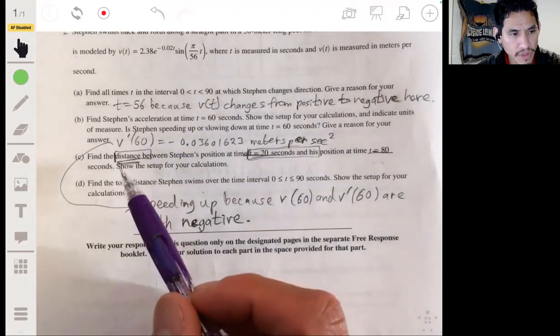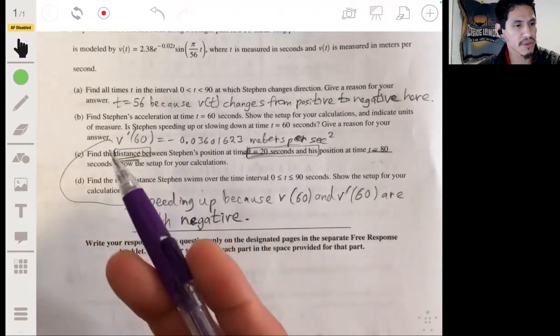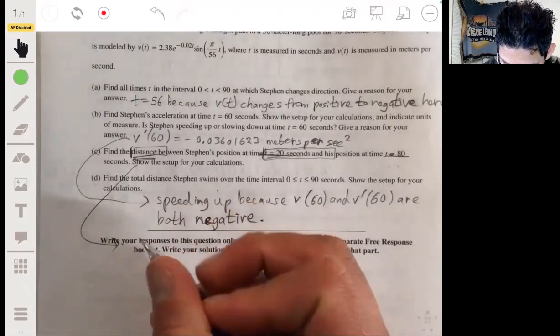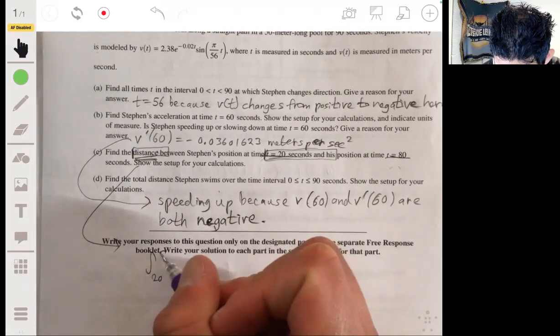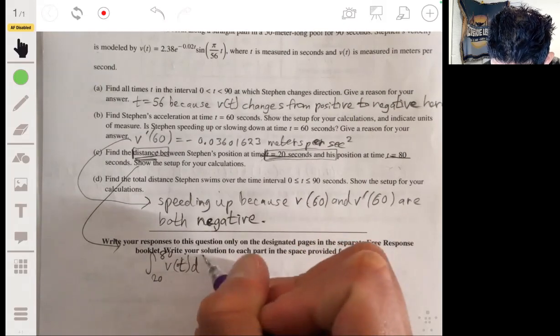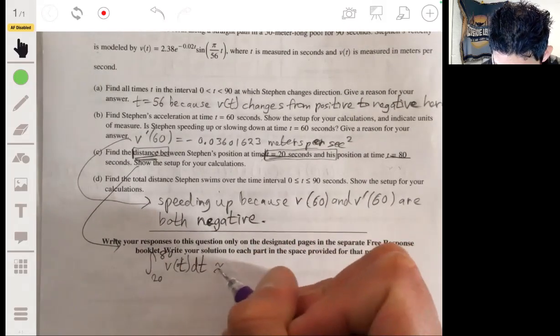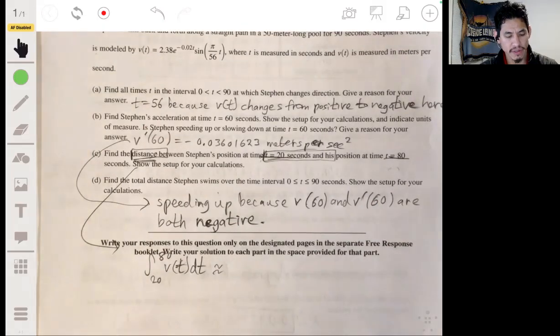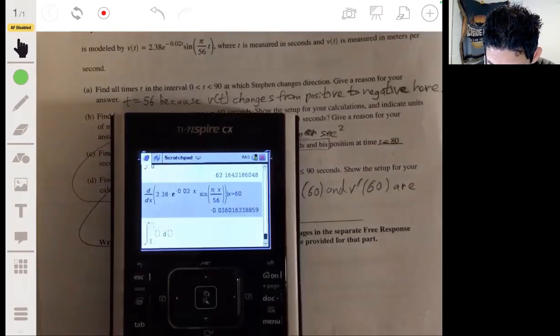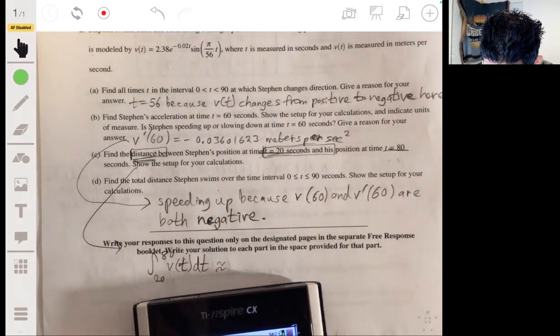Anyways, what you want to do here is essentially just integrate from 20 to 80 of V of t, and just calculate that. You don't have to do the absolute value or worry about signs there. You can go to numerical integral. So let's make sure I don't mess up here. We're going from 20 to 80.